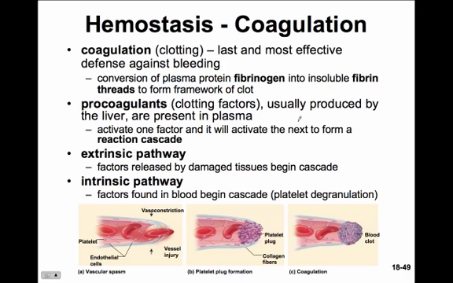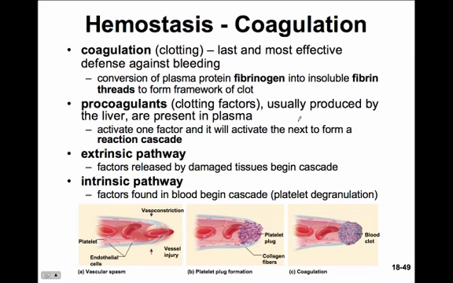Finally, there's coagulation. In coagulation, we'll see blood clotting. This is the last and most effective defense against bleeding. It's where we're going to convert the plasma protein fibrinogen into an insoluble fibrin thread, or a framework of the clot. The procoagulants, or clotting factors, usually are produced by the liver and are present in the plasma. They activate one factor and it'll activate the next to form a reaction cascade. We'll look at that briefly in a moment.